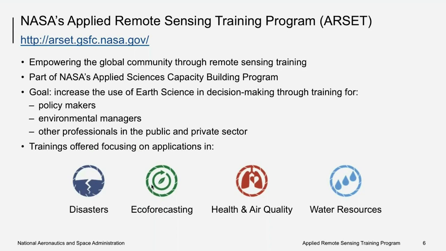ARSET offers training in the following specific application areas: disasters, ecological forecasting, which includes land management and land classification, health and air quality, through which we are doing the current webinar series, and then water resources, which includes both water quality and water source management.